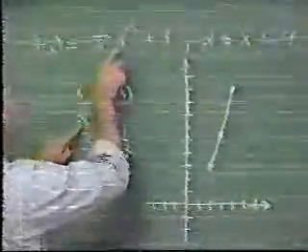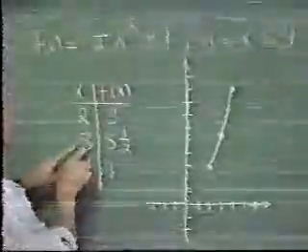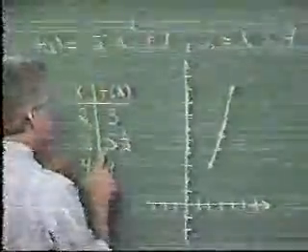If x is 2, then I have 2 squared, 4. Half of 4 is 2. 2 plus 1, 3. So when x is 2, f of x is 3. When x is 3, 3 squared is 9. Half of 9 is 4.5. 4.5 plus 1, 5.5. So when x is 3, f of x is 5.5. When x is 4, 4 squared, 16. Half of 16 is 8. 8 plus 1, 9. Now, what happens graphically?